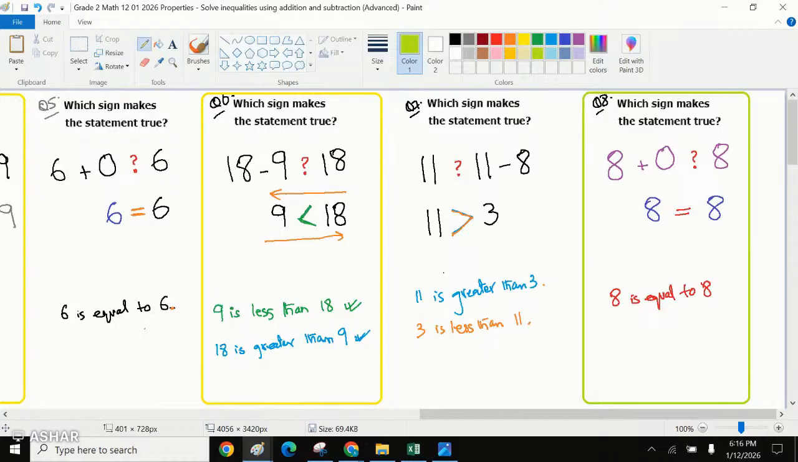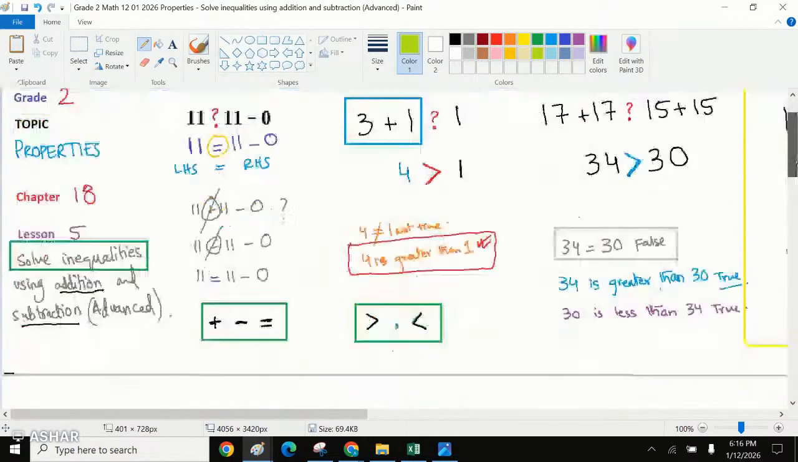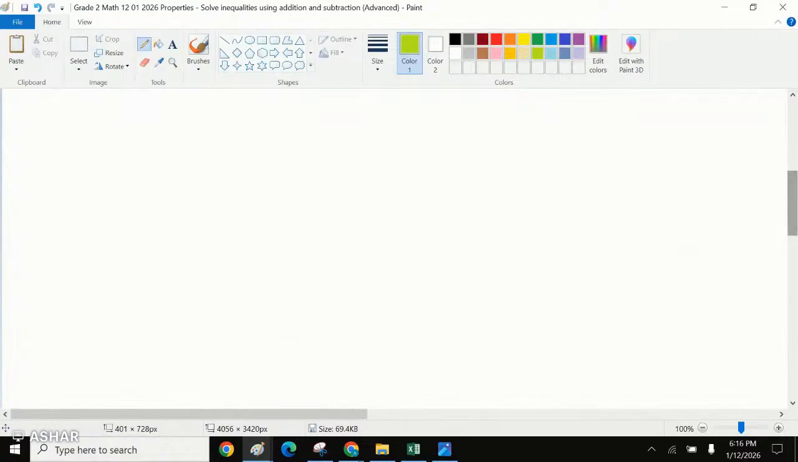Let's look at the next question we have. The next question, it's a good question. This is question 8. We are doing now question number 9. And question number 9 says 15 minus 4 and 15. Okay, so which sign are we missing over here?